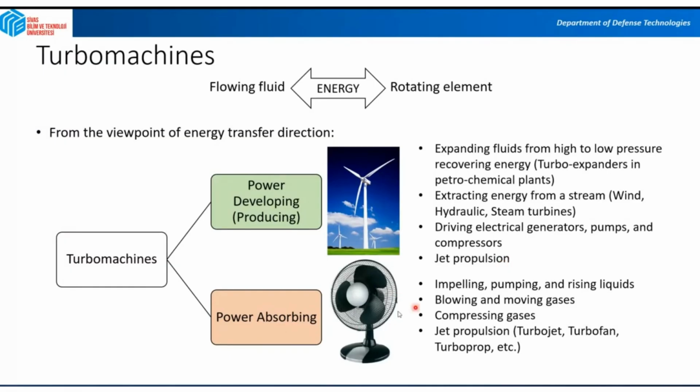For the power absorbing machines, they are impelling, pumping, and raising liquids like pumps, and also blowing and moving gases like in fans, or compressing gases. And as an example, in jet propulsion, you can have turbojet, turbofan and turboprop engines that have some turbo machines that are absorbing power.